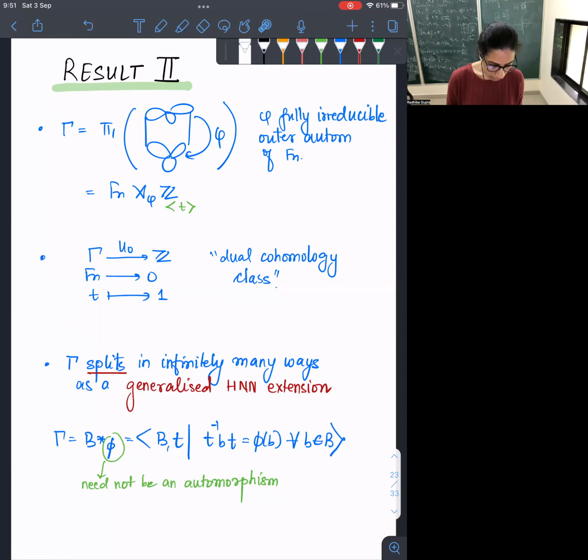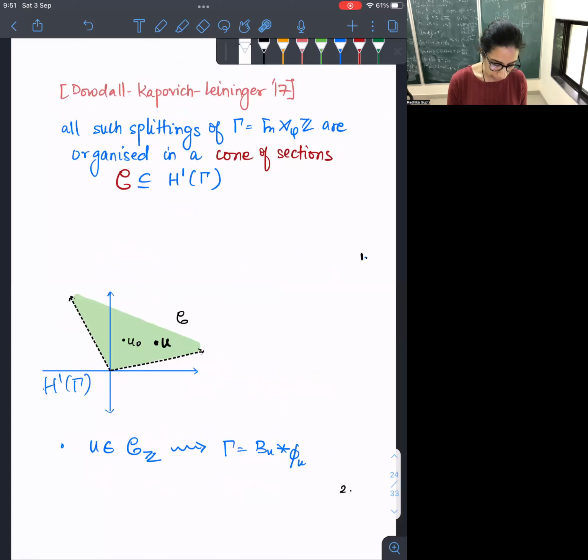So these free bicyclic groups also have lots of ways of splitting. And like Thurston's fibered cone, there is a cone picture, which was defined by Dowdall, Kapovich, and Leininger. They define this cone of sections, again sitting in the first cohomology of the group, organizing all the splittings of this free bicyclic group. For any primitive integral cohomology class in that cone, I get some kind of generalized HNN splitting of my free bicyclic group. So for every u, I have this generalized HNN extension, and I have this endomorphism. It's a known fact that this B_u is also a free group.